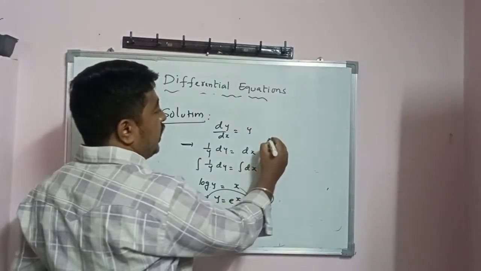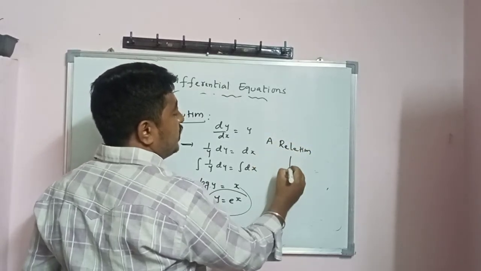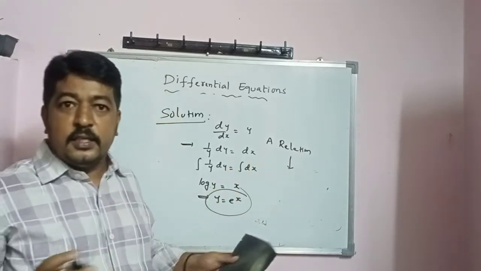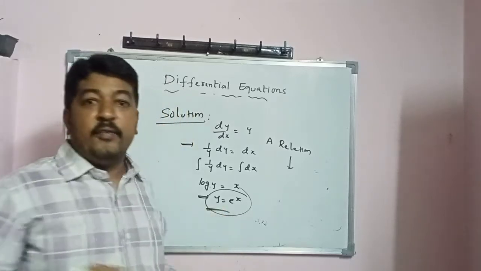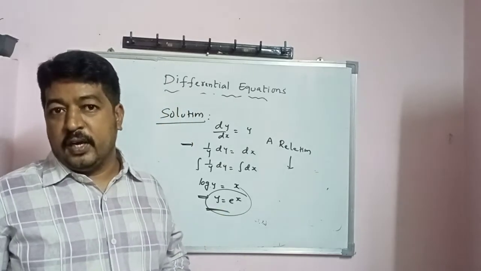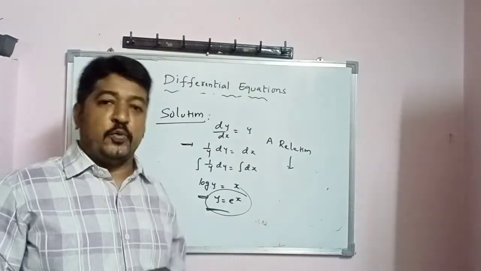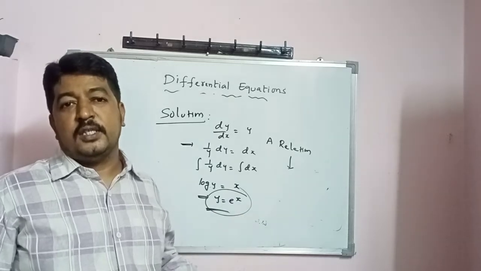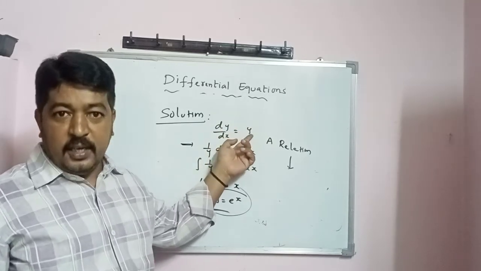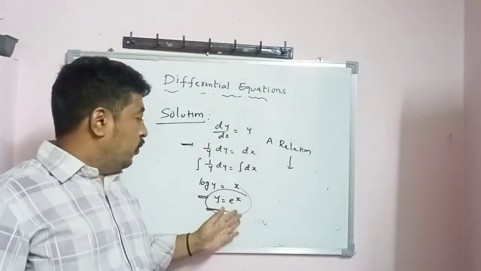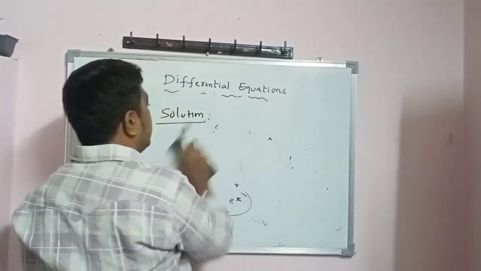What is the meaning of solution? A relationship between the variables without differential coefficients is called a solution. The solution must satisfy the differential equation dy by dx. So y is equal to e to the power x is a solution.